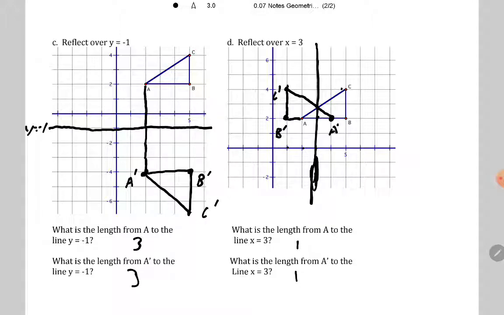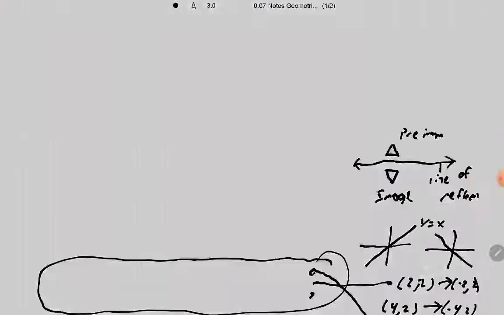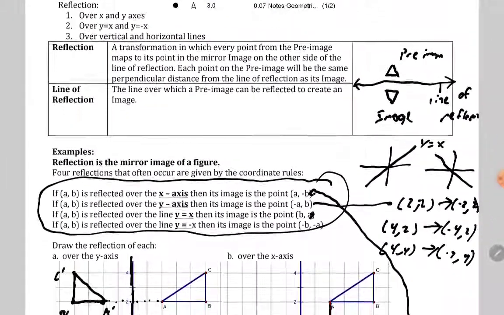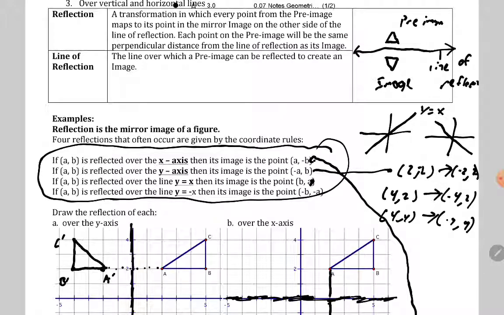When you're creating your reflections, make sure they're the same distance. Your image point is the same distance from the reflection as your pre-image point. As you're working on your homework, if you can visualize it, do it this way. Otherwise, use these transformations here: x-axis, y-axis, y equals x, y equals negative x.